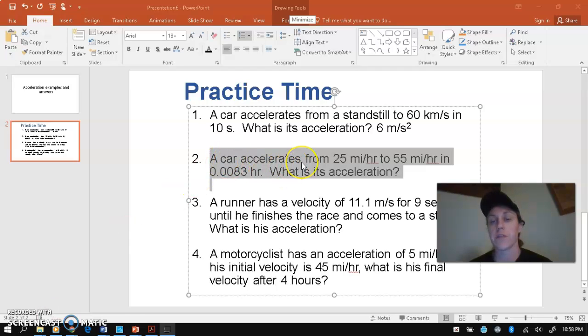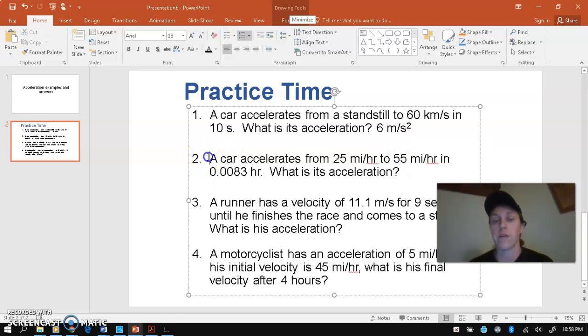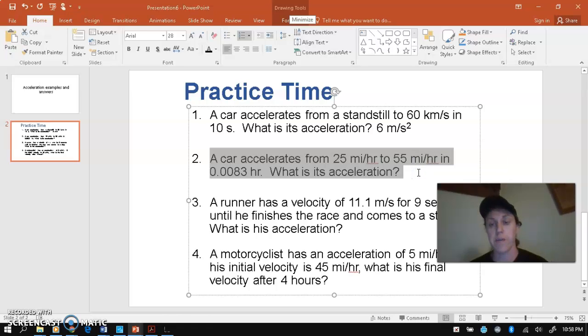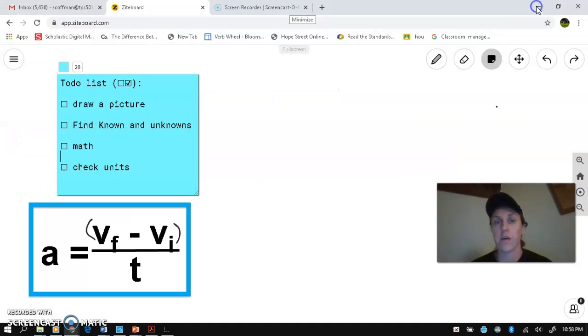A car accelerates from 25 miles an hour to 55 miles in 8.0083 hours. One thing before we get started, I had to check that all these units for time are correct, and they are. So we're good. Okay, I'm not going to give you anything super hard. I feel like this is almost too much as it is. All right, so I'm going to go ahead and post that on the program right here.